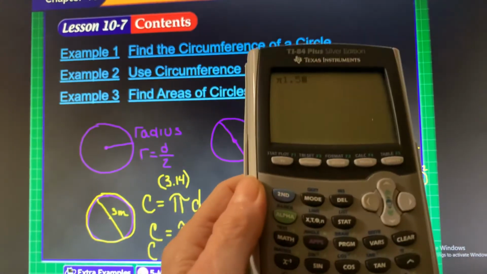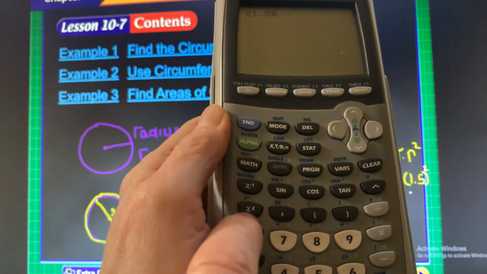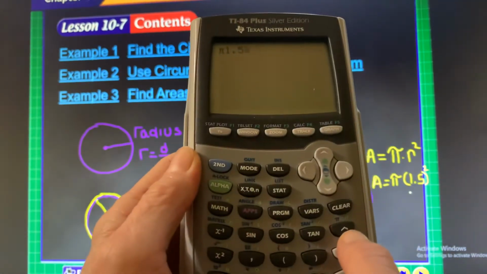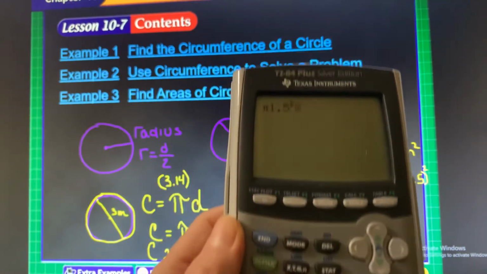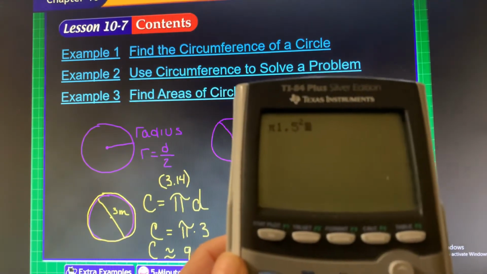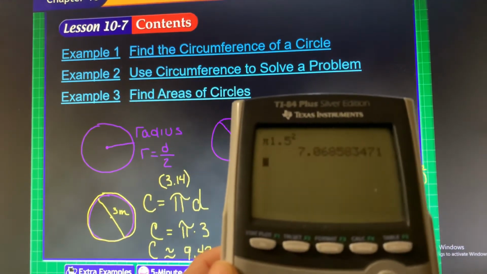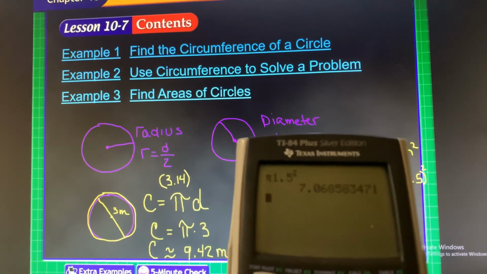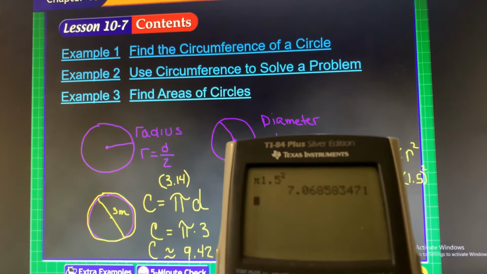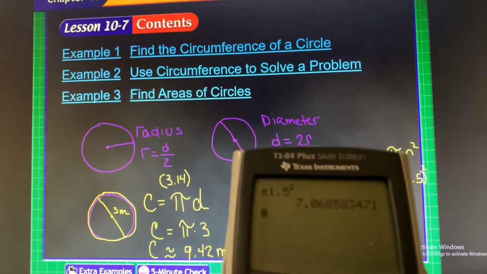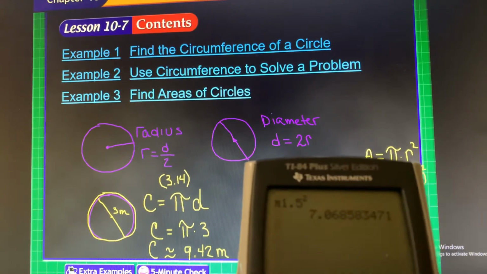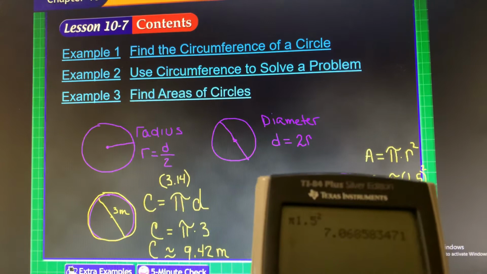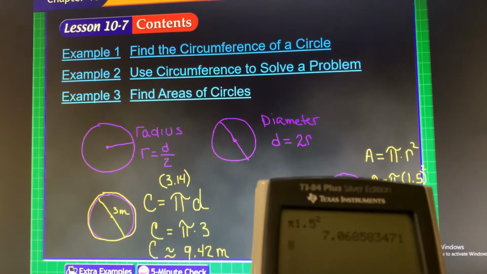And then see right here, there's a button that says x squared. I could use that, or I can use the up arrow key to put a little 2. I'm just going to use the square button right there. And if you notice what it looks like right there, pi times 1.5 squared, and I'm going to hit enter. And there's my answer. If I said round to the nearest hundredth, what are you going to write? Are you going to write 7.06, or are you going to write 7.07? Right, you're going to write 7.07 because the number next to 6 is 5 or above.